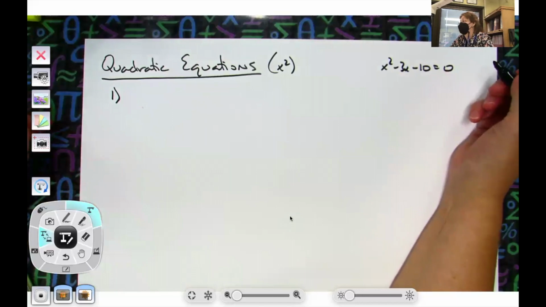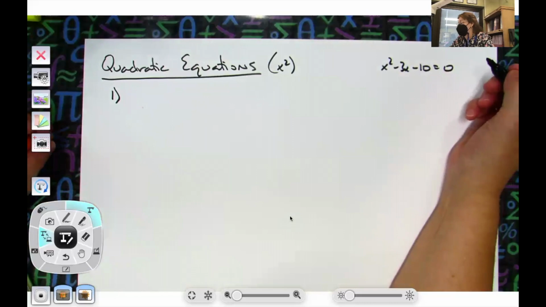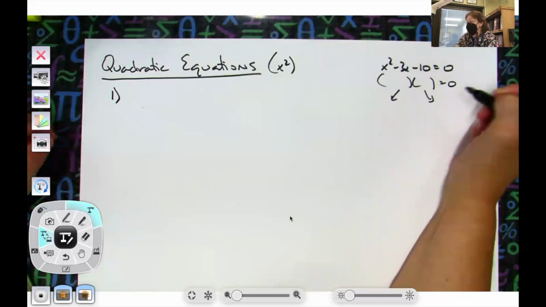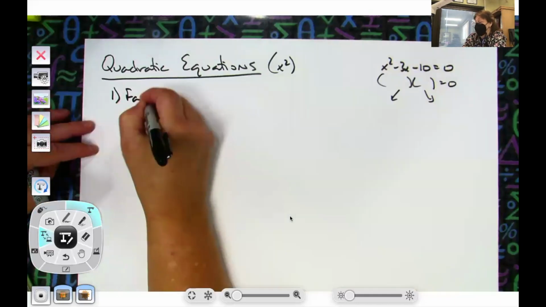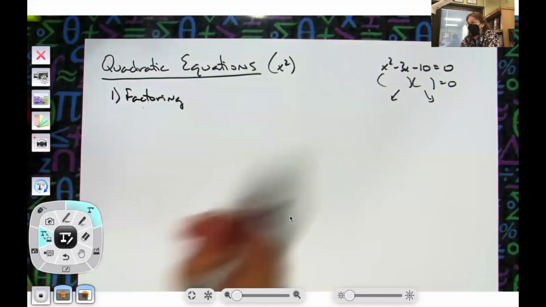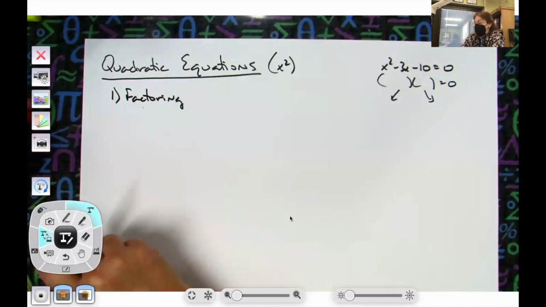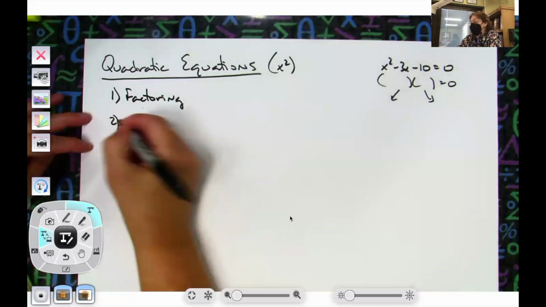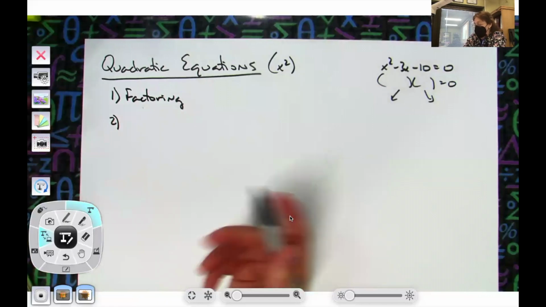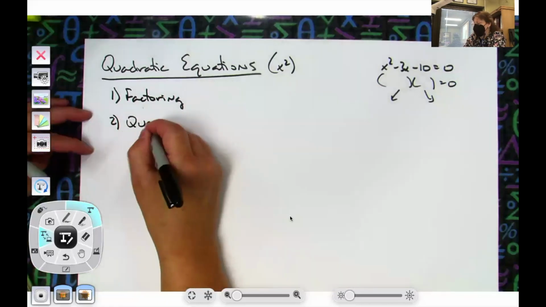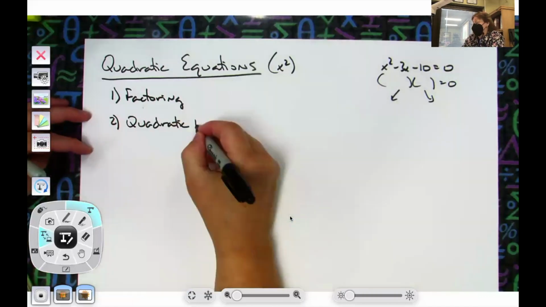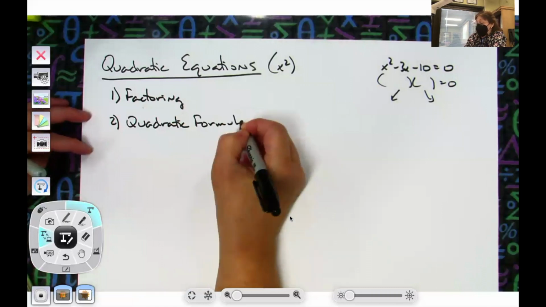Someone said factor. Did I hear someone say factor? Yeah, remember we would factor this and then set this one equal to 0 and set this one equal to 0. So factoring is an option, and if it factors, that's one of the easiest ways to do it. Obviously, if it's a quadratic equation, then we could use the quadratic formula. Technically, you could even use the quadratic formula on one that factors if you wanted to. I wouldn't recommend that because it's going to take you longer, but you could do that.